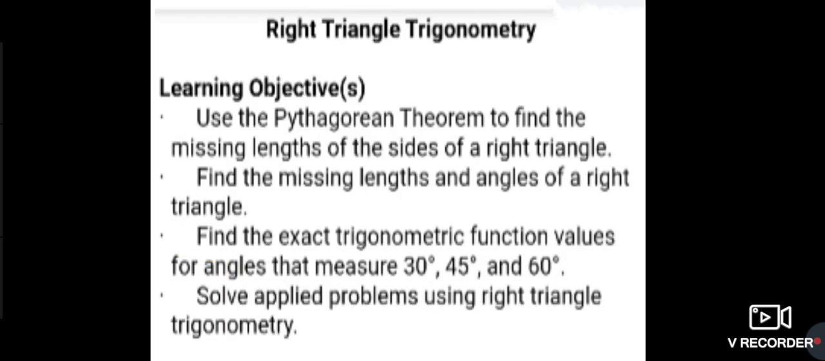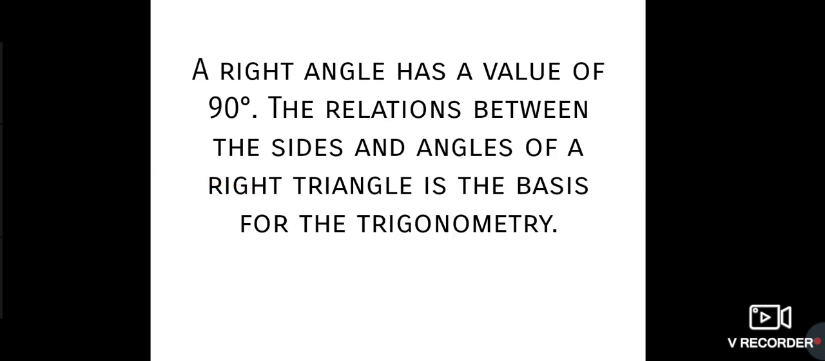So next is the topic right angle trigonometry. In right angle trigonometry, we can use the Pythagorean theorem to find the missing lengths of the sides of a right triangle, then find the missing lengths and angles of a right triangle. Find the exact trigonometric function values for angles that measure 30 degrees, 45 degrees, and 60 degrees. Solve applied problems using right triangle trigonometry.